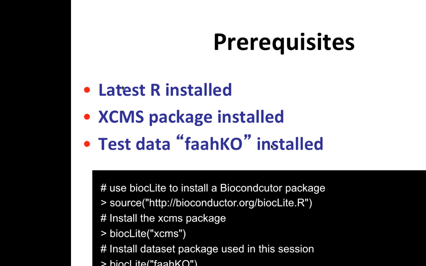So for today, Michelle already mentioned that we need to install the latest R. I guess you already did, and we installed the XCMS package. We're going to use a test data set called the FAAH knockout data. I also realized there's another package called multtest. I'm not sure Michelle mentioned that. In case you didn't install it, you can do the same thing. Install multtest because one command will require this package. Some of them are probably not installed by default. So let's have everybody install multtest.